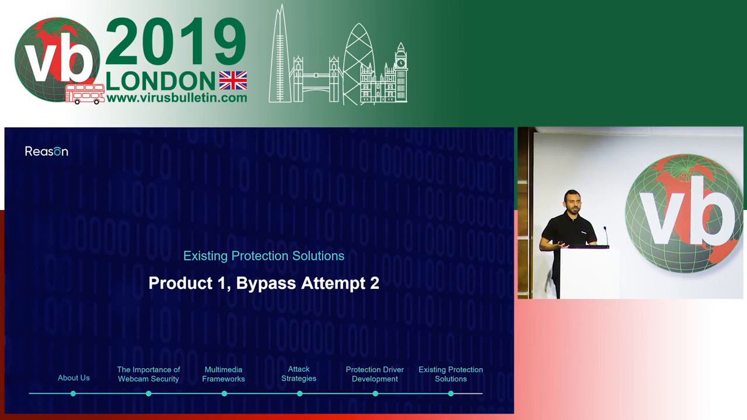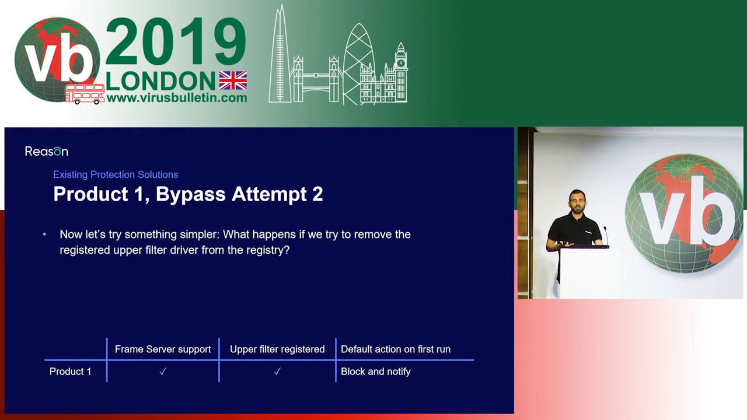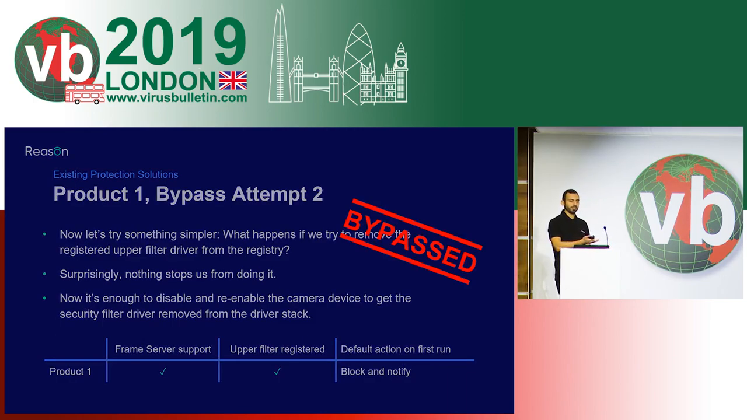Okay, we were able to do that, and then I thought maybe there is something even simpler. We have this upper filter registered, so what happens if I just go to the registry and remove it? I expected to get some self-protection, right, to stop me, but surprisingly nothing stopped me from doing it, and it just worked. So after I delete this entry, it's enough to disable and re-enable the webcam device to remove the protection, right? So bypass number 2.